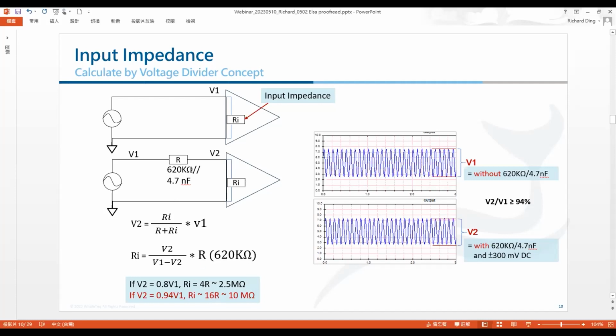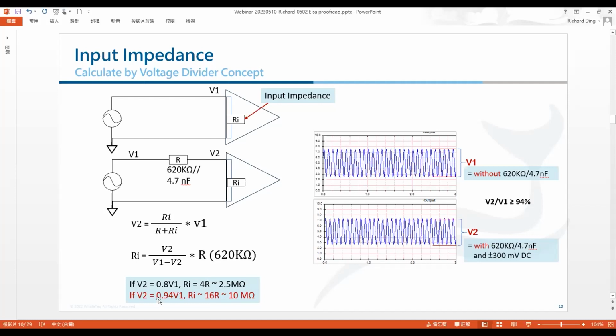This is just for easy calculation, 620 kilo ohm. Okay, 16 multiplied by 620 kilo ohm, so you can get 10 mega ohm here. Okay, this is for the dash 2 dash 47.